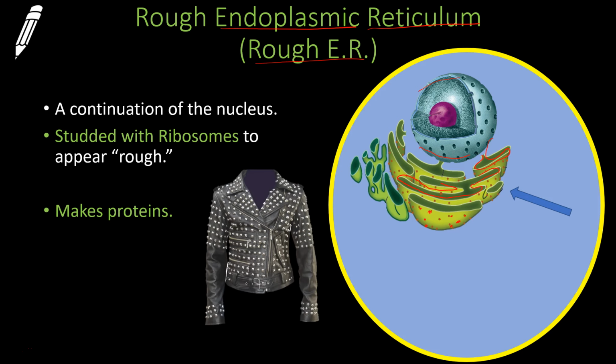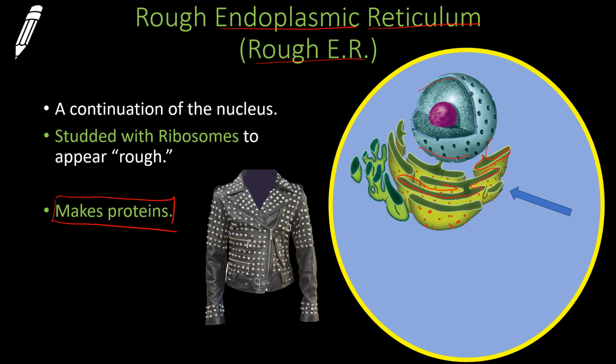And a way that I think of the rough ER is as a studded jacket. I think of each of those ribosomes as a little stone on the jacket to give it that rough texture, that rough appearance. But what does the rough ER do? It makes proteins. The rough ER makes proteins.